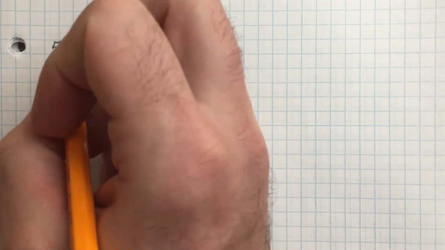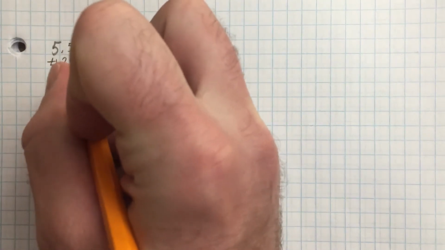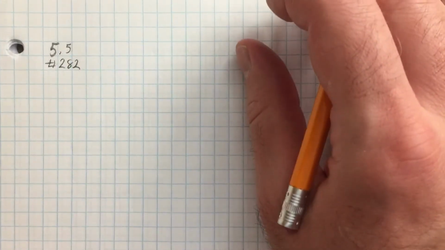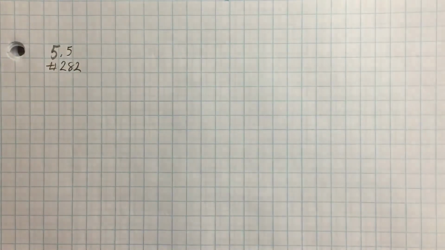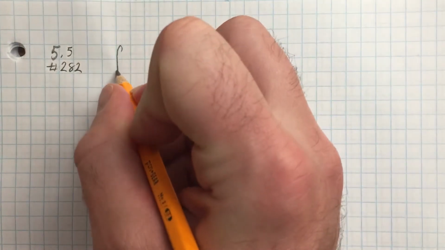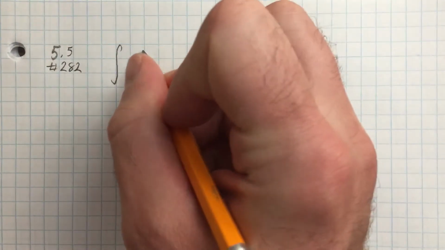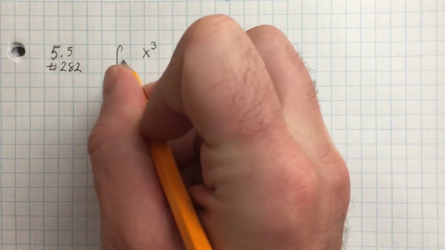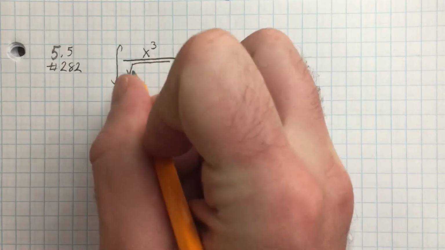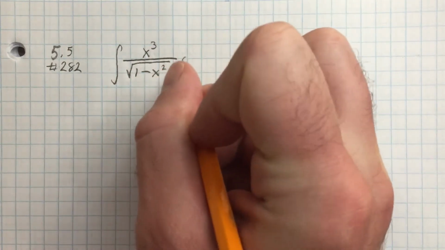Number 282. So some of these u substitution problems can get kind of sneaky. I want to demonstrate some of the more difficult scenarios that you have to think about. So we have the integral of x cubed over the root of 1 minus x squared dx.